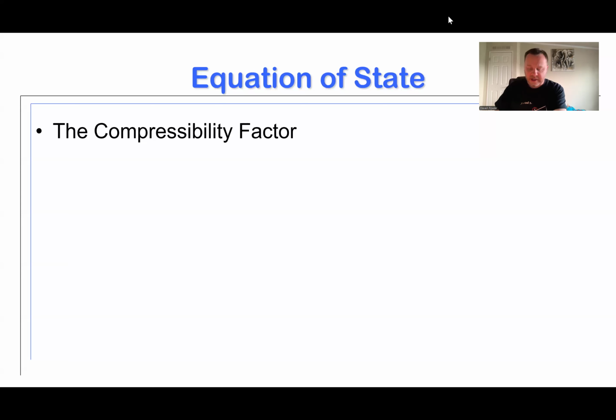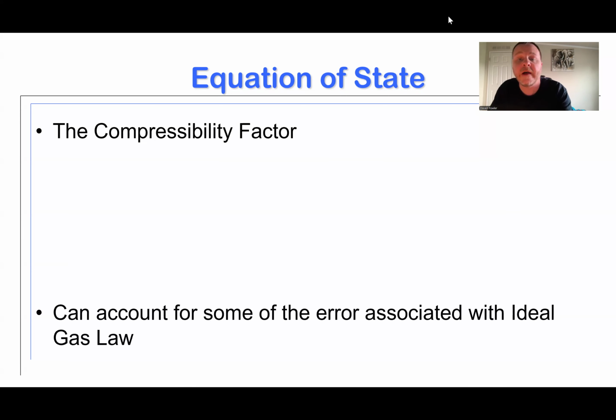Okay, so that brings us to the compressibility factor. What the compressibility factor can do is it basically serves as a correction factor for the ideal gas law. So what does that mean? Well, that means I can have P little v is equal to Z R T.